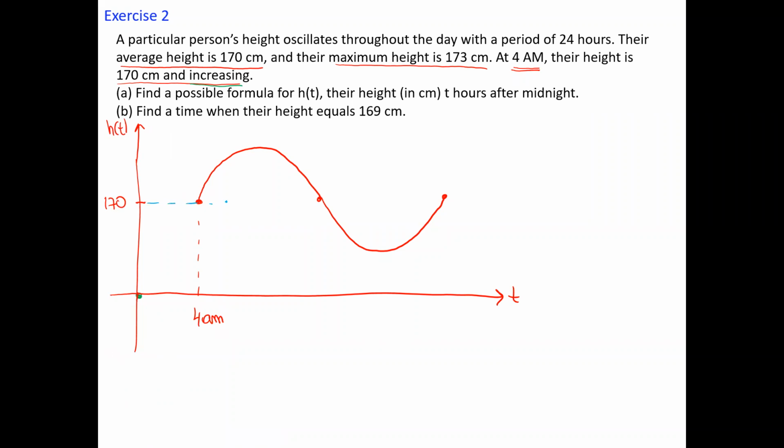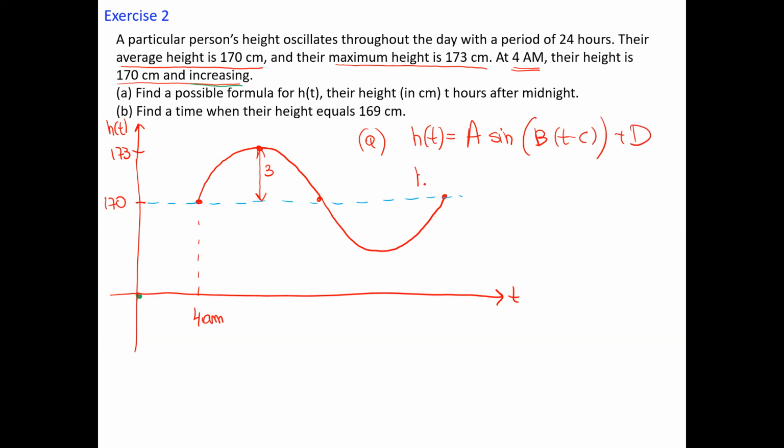We have one of the coefficients, that's the midline. Now what we know, maximum height, which is happening here, is 173. We know the amplitude. Yes, we can see the amplitude is just 3 centimeters. Okay, let me put the model. H of t will be defined as A sine of B times t minus C, plus D. We know all of the coefficients. Let's build up. A is 3.